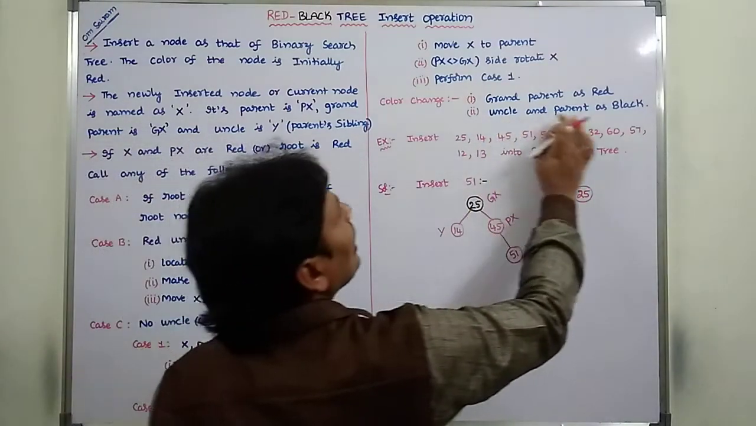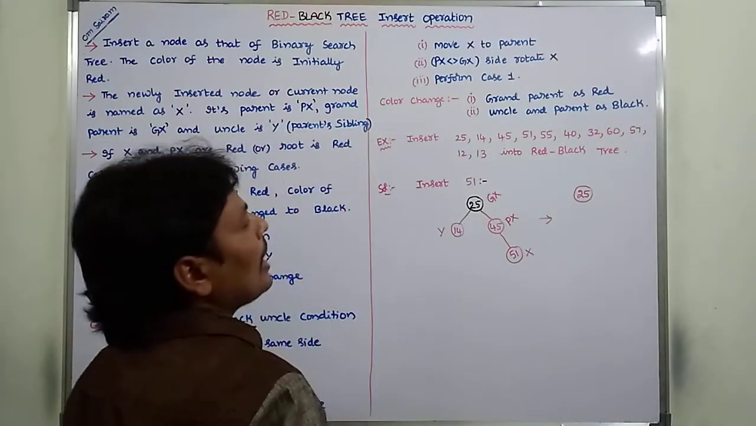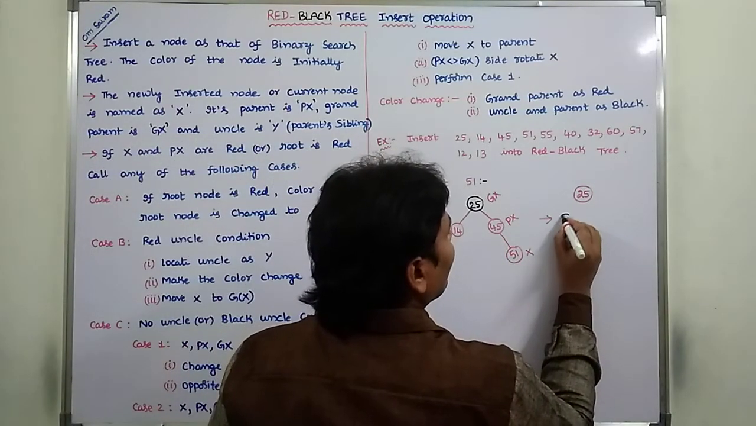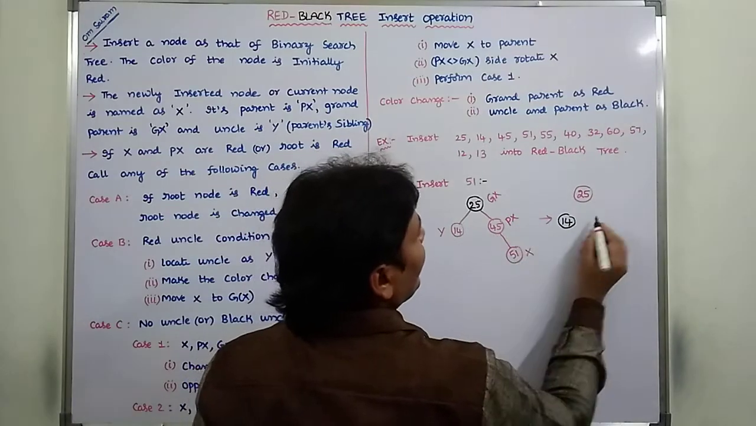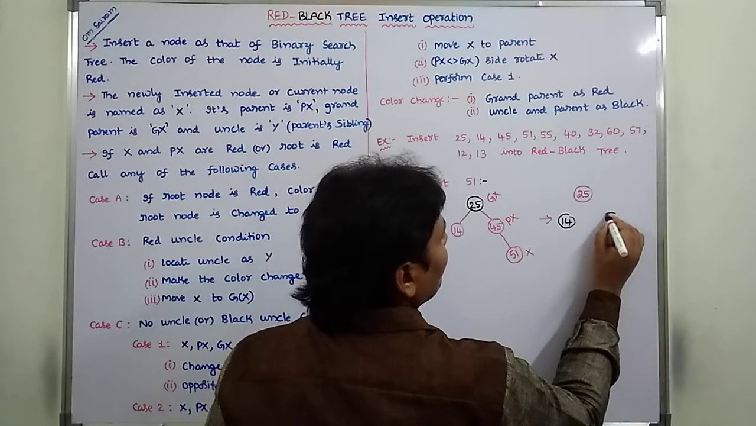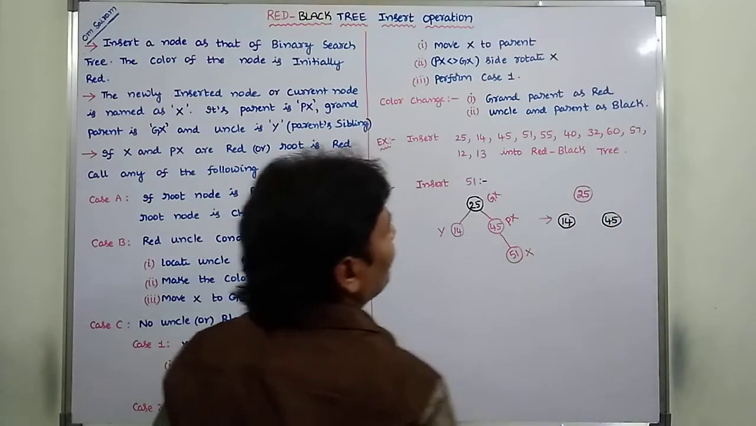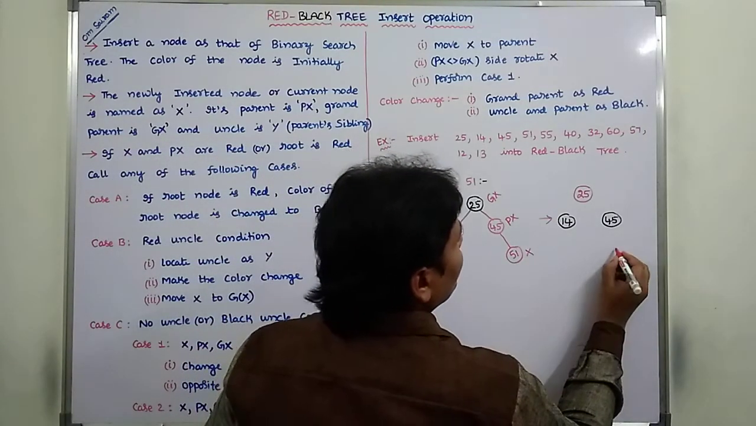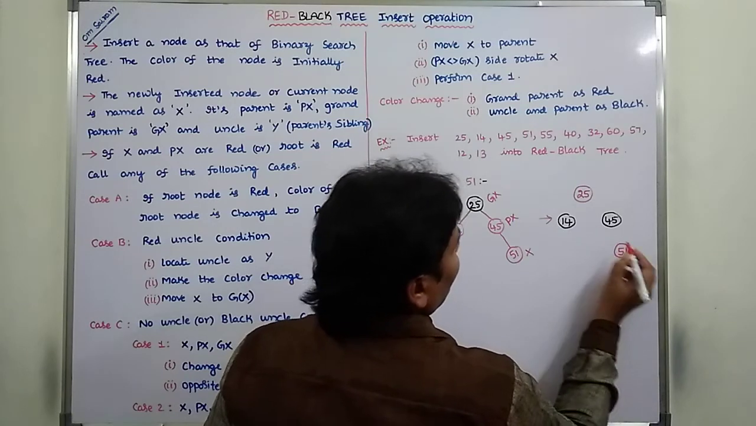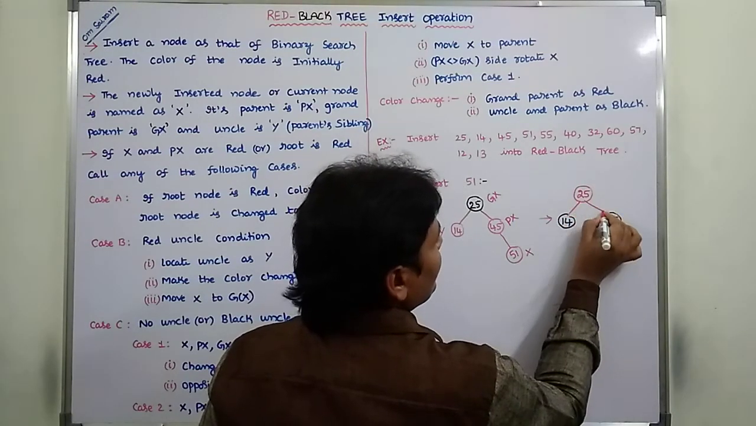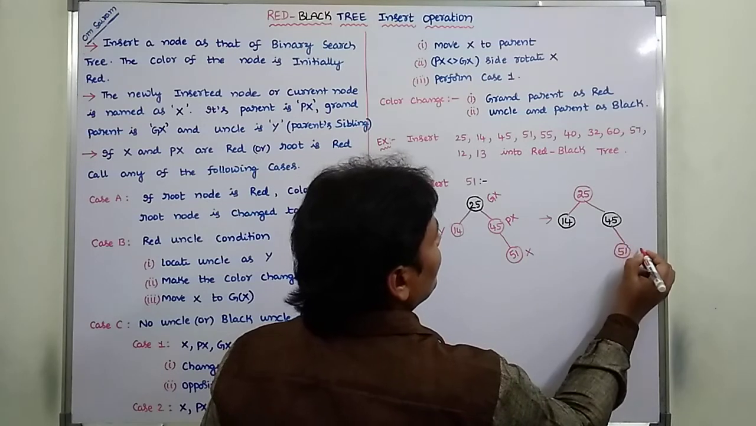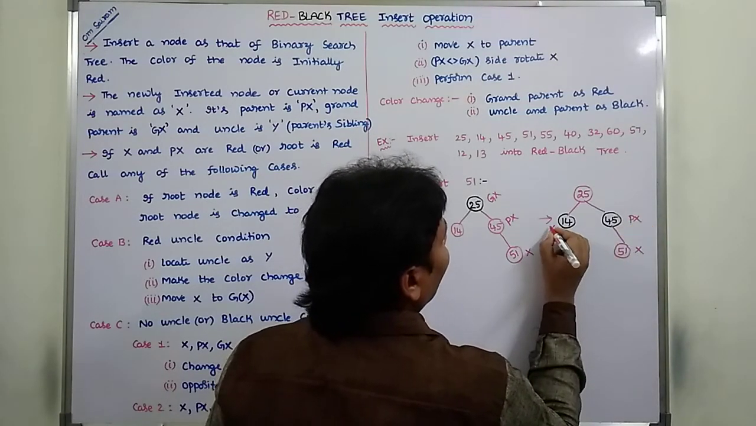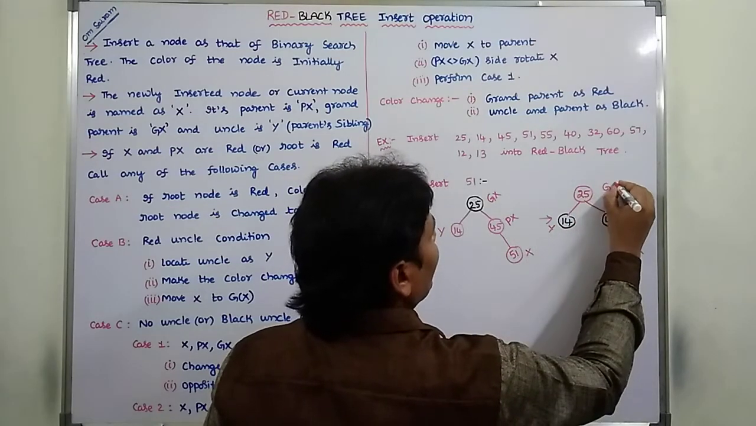Next, uncle and parent become black. Uncle is 14 and parent is 45, and this is 51. These are the changes that can be done. So this is X, this is PX, this is Y, and this is GX.